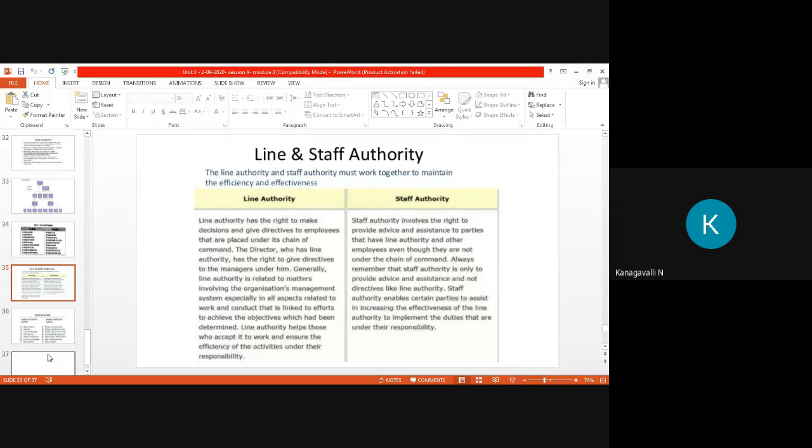So in general, what I want to conclude is that line authority helps those who accept it work and ensure the efficiency of the activities under their responsibility, right? Line authority is a relationship between superior and subordinate. It is directly related to the objective of the organization. Mainly it deals with the exercise of authority along the channel of line authority, right?